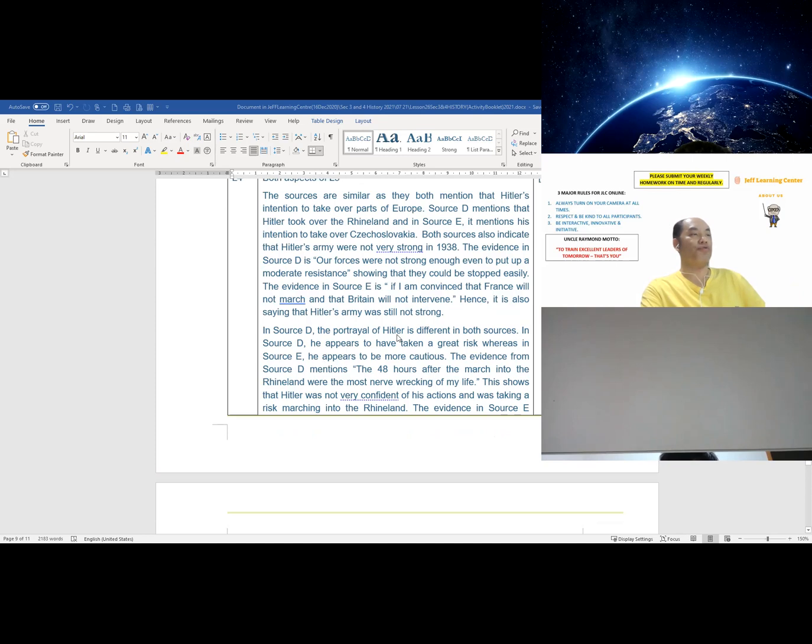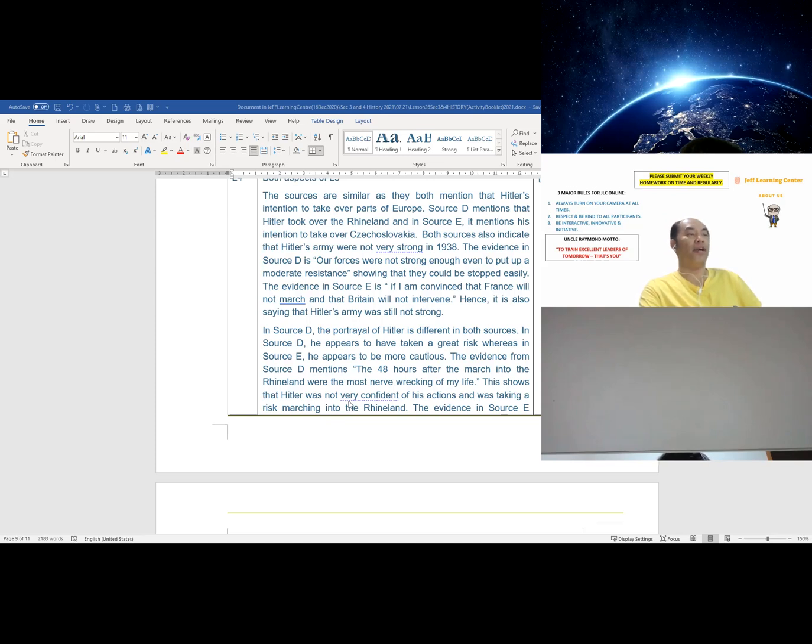So the portrayal of Hitler is different in both sources. In source D, he appears to have taken a great risk, whereas in source E, he appears to be cautious. That's what the two of you mentioned. The evidence from source D is mentioned, blah, blah, 48 hours, nerve-wracking. But he just goes for it, he doesn't care. This shows that Hitler was not very confident of his action and was taking a risk marching in. I would say it's not just no confidence.